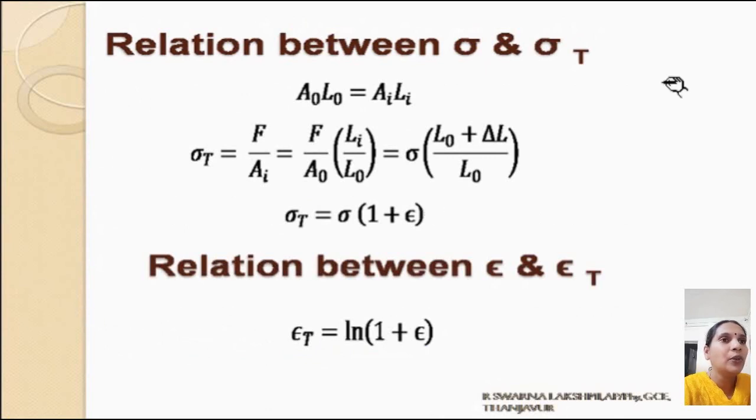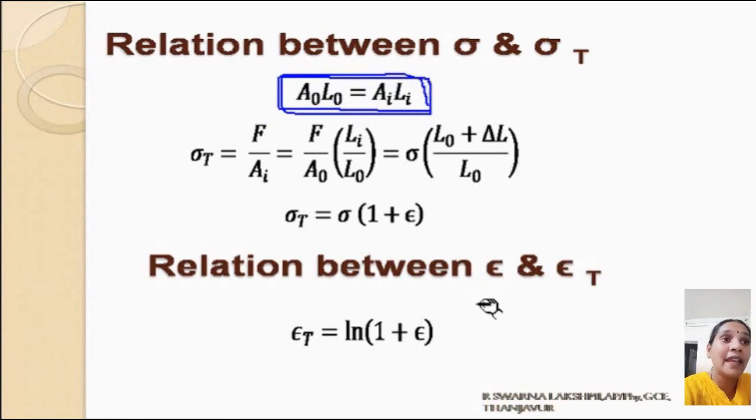So, the relation between engineering stress and true stress. As I told earlier, the volume of a material is an invariant. So A0 L0 should be equal to Ai Li. That is, area times the length is a constant at any instant. So A0 L0, the initial area of cross section times length, should be equal to Ai Li.